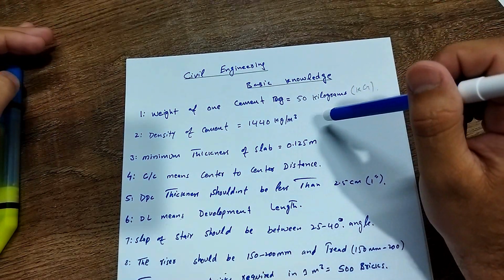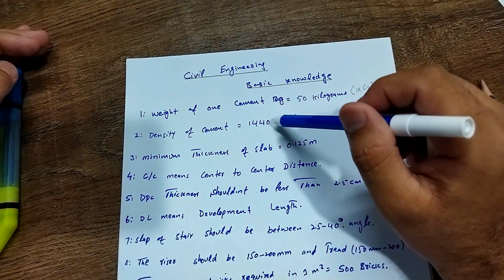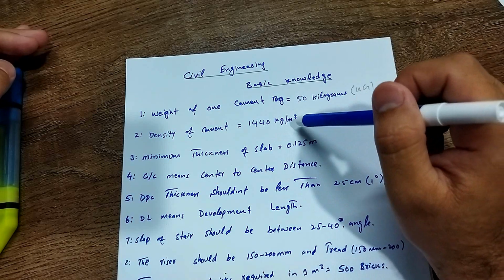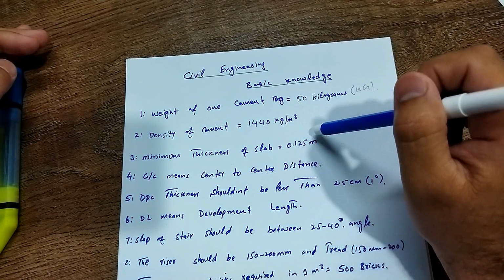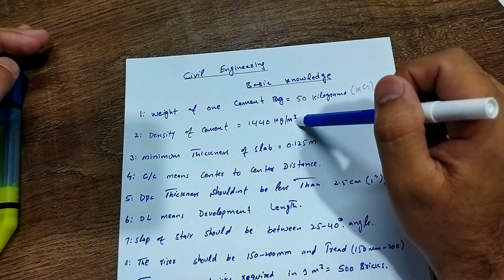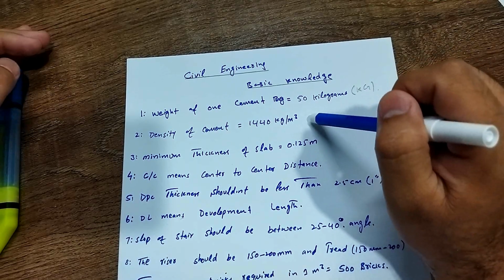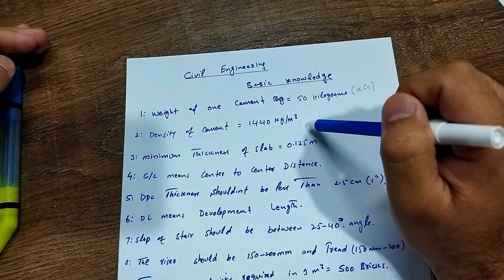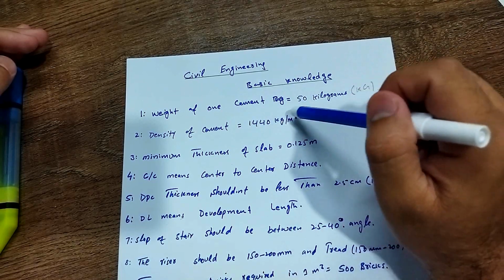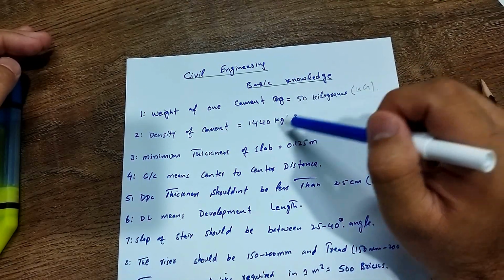Density of cement. So what is the density of cement? 1440 kg per meter cube. In the MKS system, the density of cement is 1440 kg per meter cube, and this is very important for all engineers because this question comes many times in MCQs also for employment.